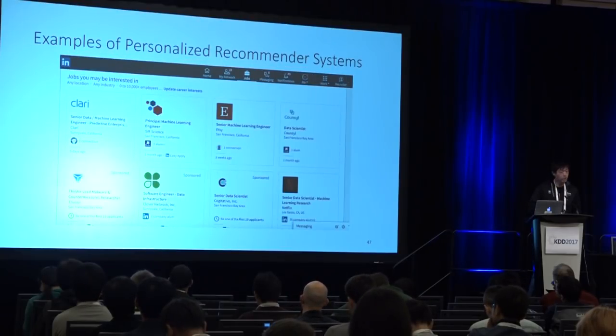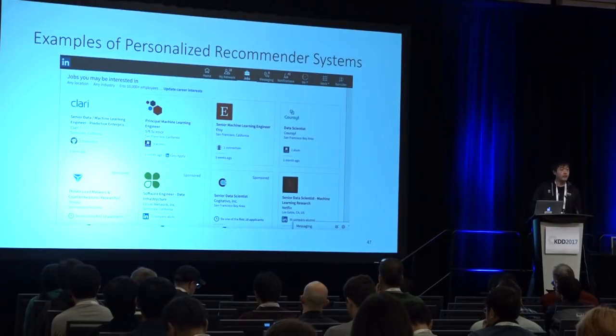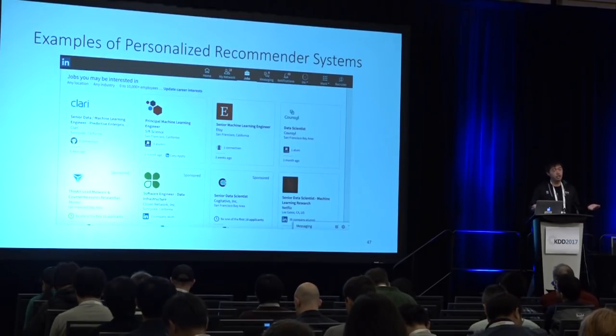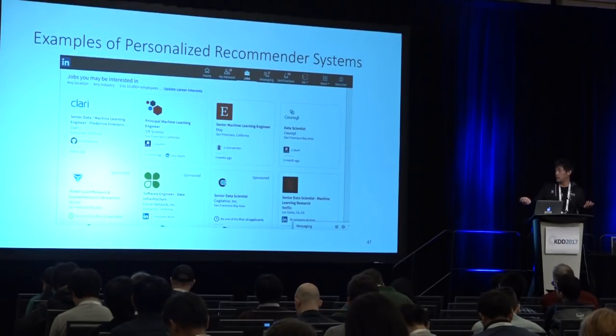The third one is jobs that may be interesting, which is job recommendation based on profile and activities. The difference between this and YouTube is that here we not only use your activities, we also use your profile. At LinkedIn we have very good people's profiles, and many people have public profiles. We know people's working history, their education, how many years they have been in the industry, and which job function they work in. We use all these profile features to help us recommend jobs for you. That is another example of personalized recommender systems.